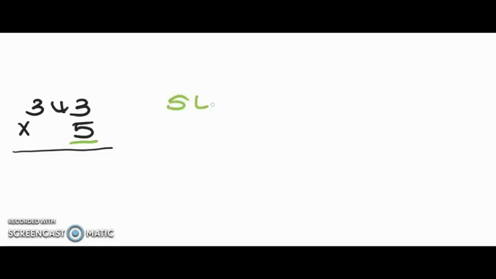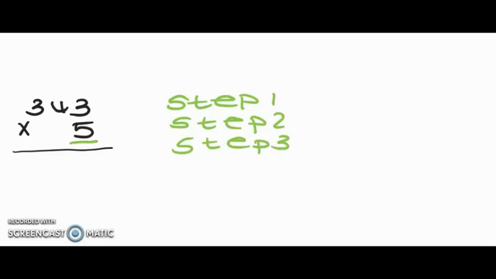So step 1, step 2, and step 3. Step 1, we'll be multiplying the unit of 343 by 5. Step 2, we'll be multiplying 4 with 5. And step 3, we will be multiplying the hundreds of the 343 by 5.